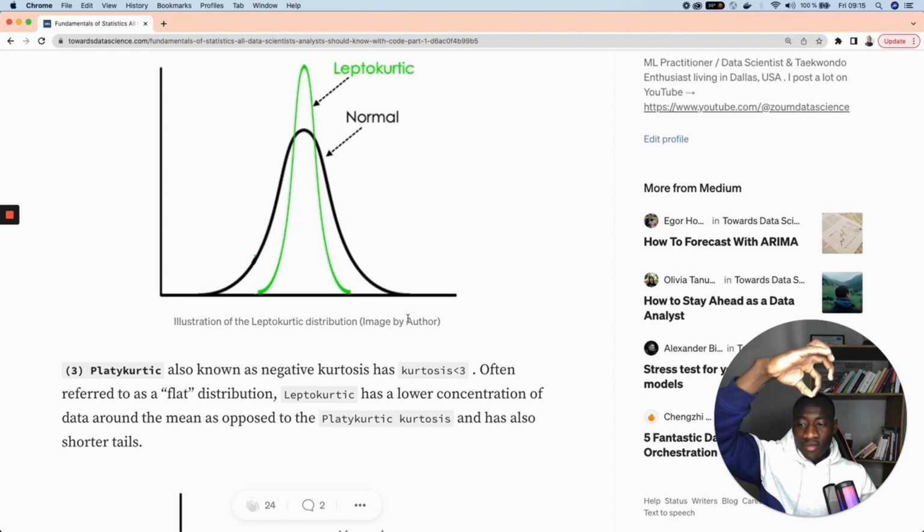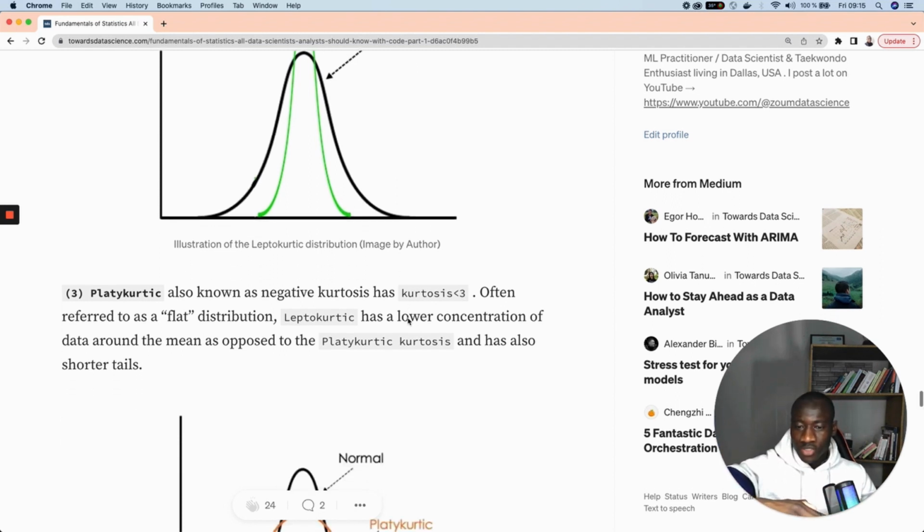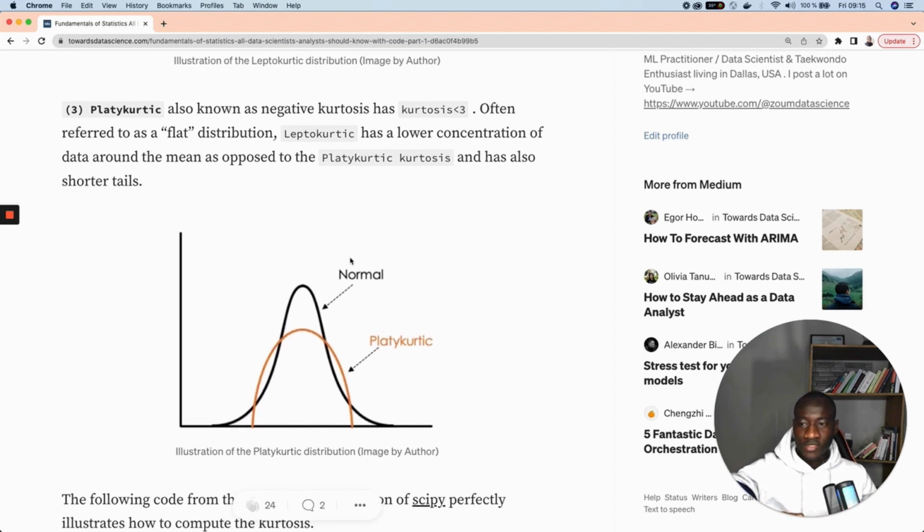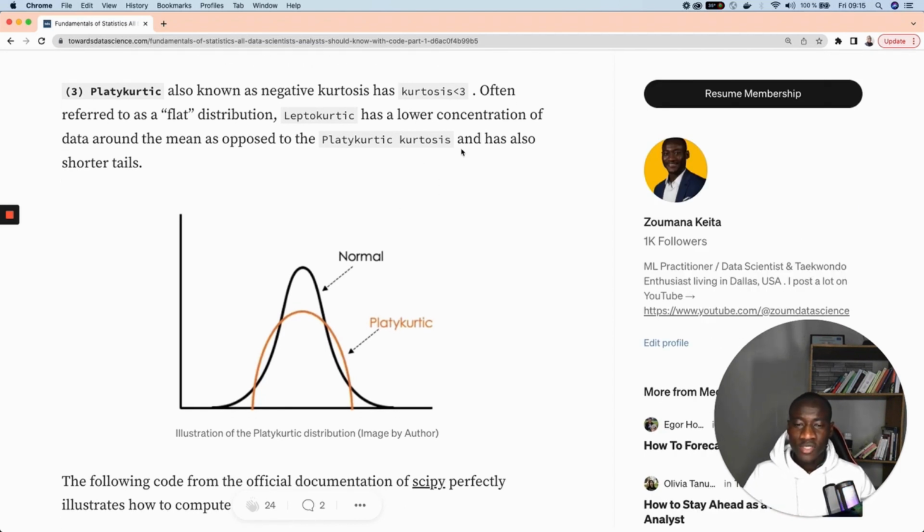In case we have a platykurtic, this is when you're trying to push on the distribution, like punching the distribution to the bottom, putting a weight on the distribution. So it becomes kind of flatter. This is where we have a platykurtic. A distribution is platykurtic when the kurtosis value is less than 3. And using the kurtosis technique can be a good way to identify if we have outliers in the data.